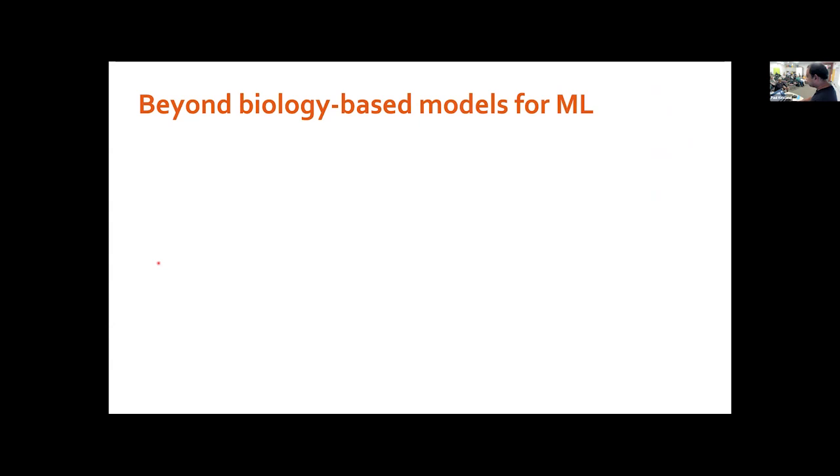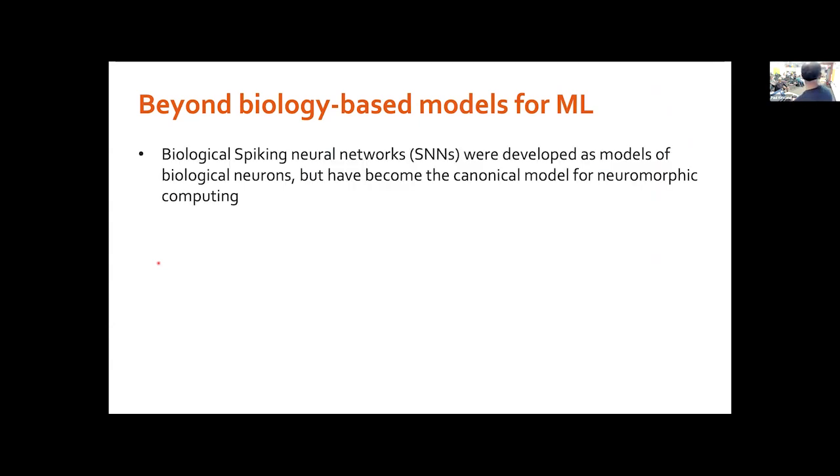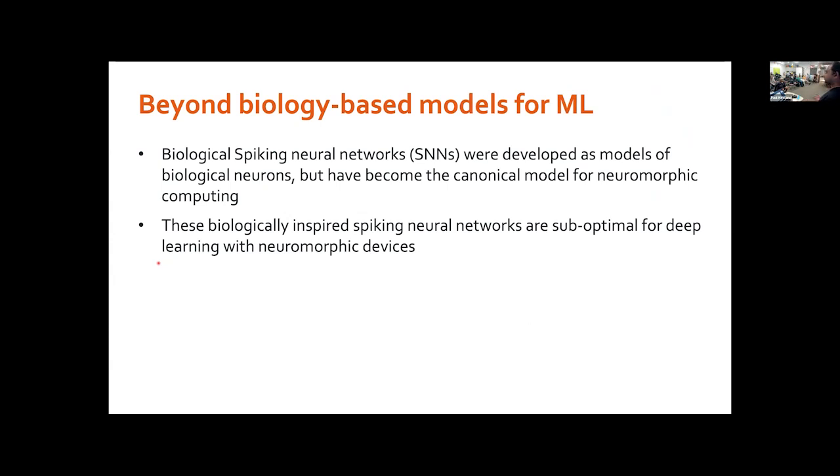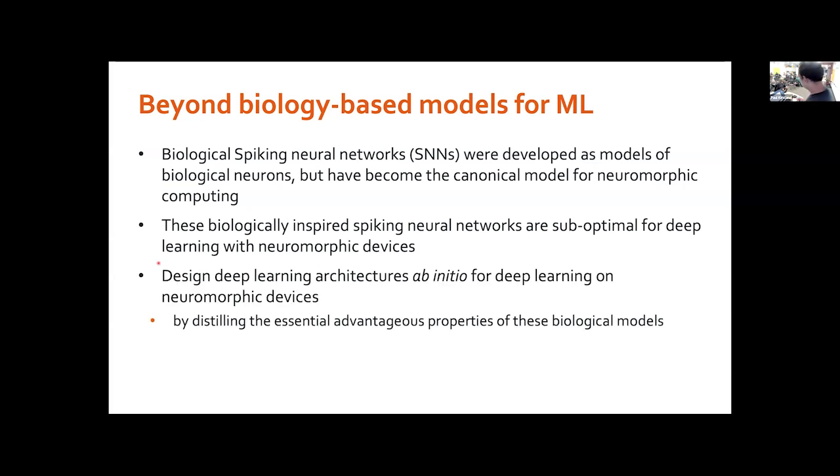One of the things is obviously that biological spiking networks were developed as models of biological neurons. Then at some point people try to do neuromorphic computing with this, but these are not really models that work very well for deep learning, right? These are models of biology, they work for some tasks, but they don't always scale very well. They're probably very suboptimal for doing any sort of deep learning.